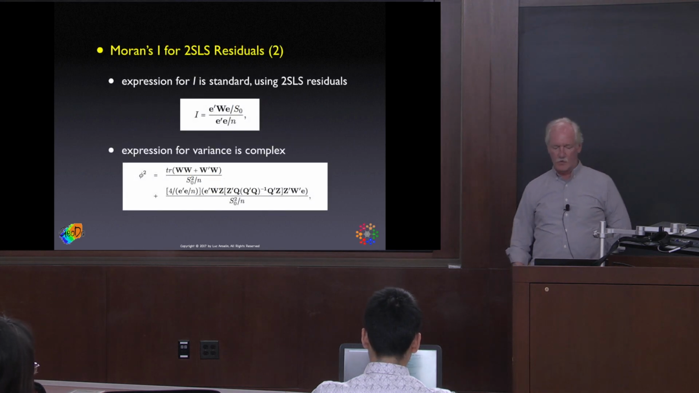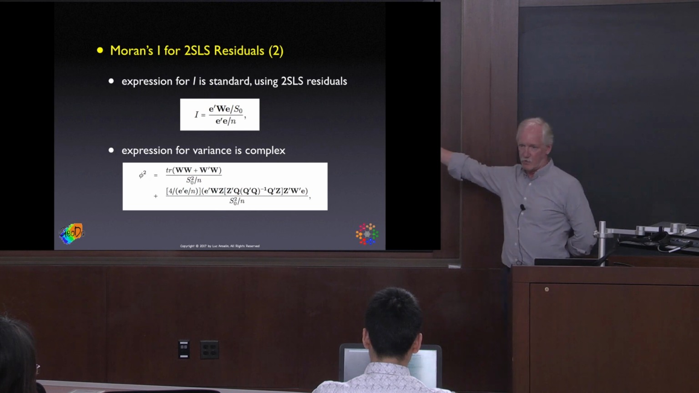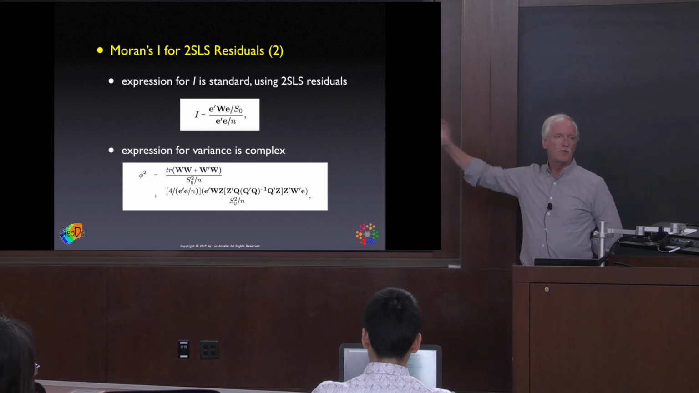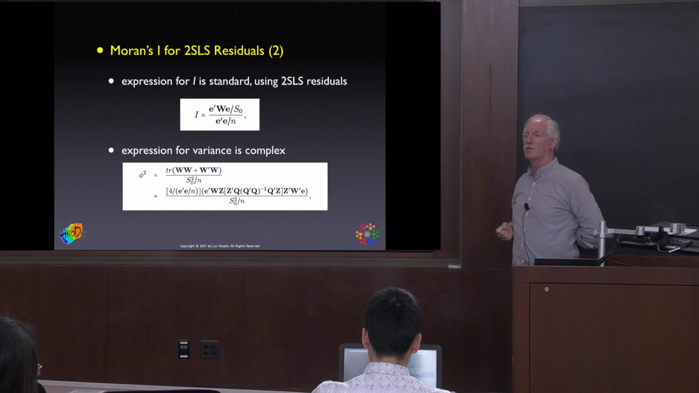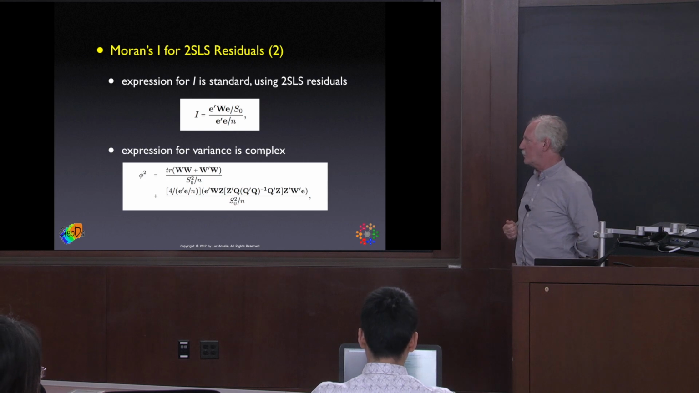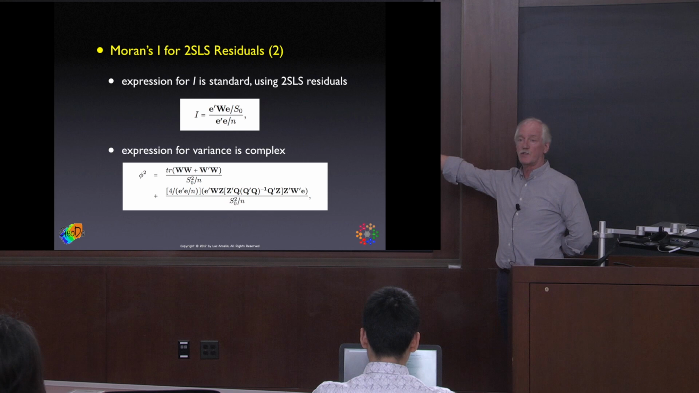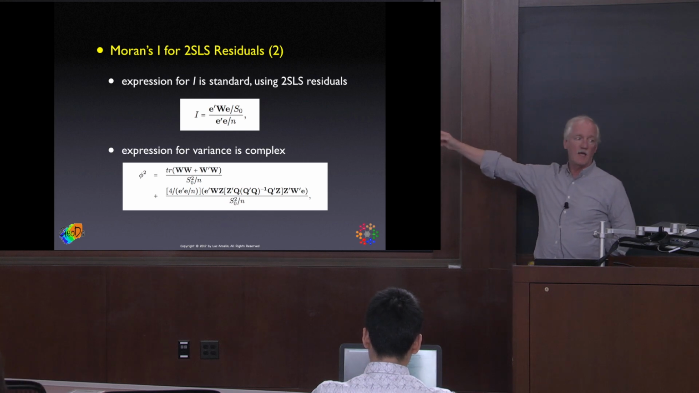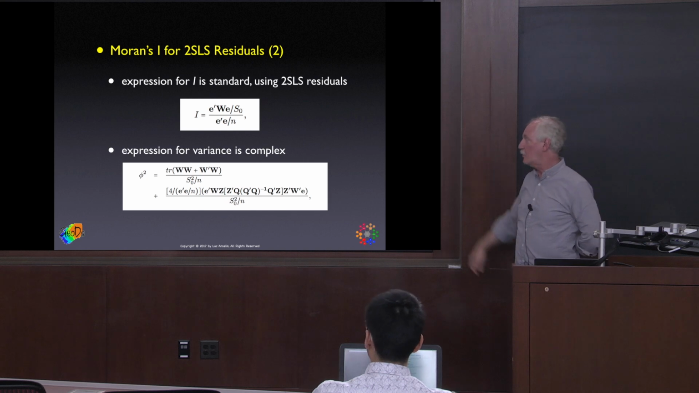So the numerator is just what we always do. We just plug in two-stage least squares residuals instead of the ordinary least squares residuals, but for all practical purposes, it's the exact same thing. So again, if we have row standardized weights, then this S sub 0 is n, and the two n's cancel out.